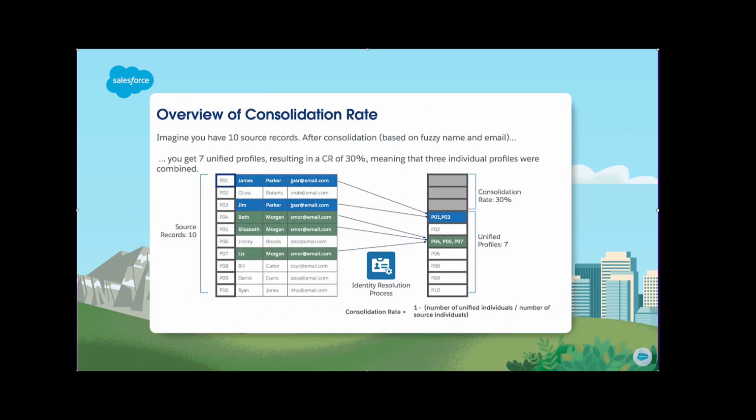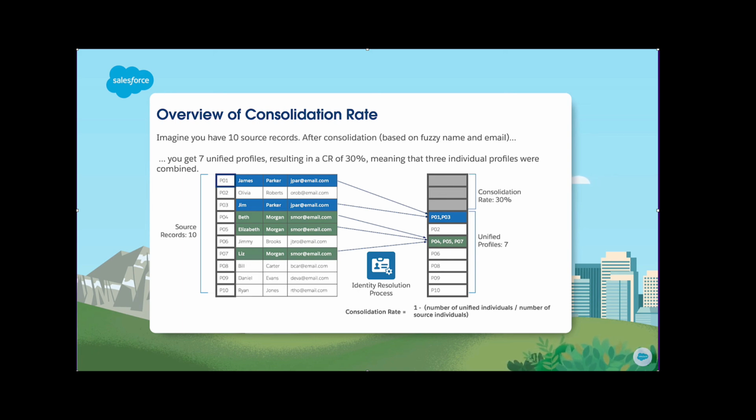Now, there is a statistic called the consolidation rate, or CR. This is a metric that shows how source profiles are grouped to form unified profiles. It's a little tricky. To calculate it, subtract the number of unified individuals divided by the number of source individuals from 1. For example, if you have 10 source records, and from those 10 source records you end up creating 7 unified profiles based upon your rule set, the consolidation rate would be 30%.